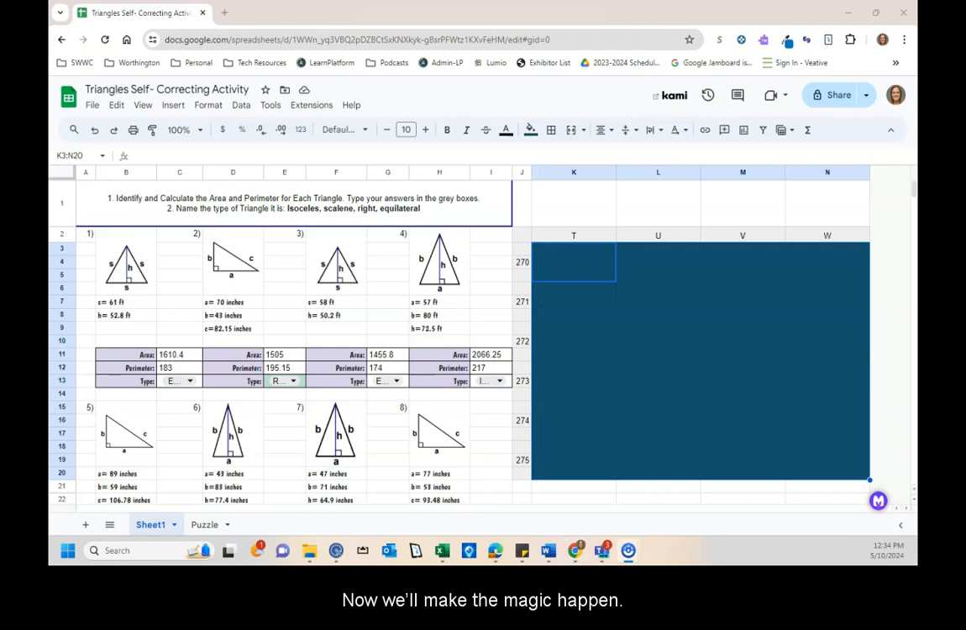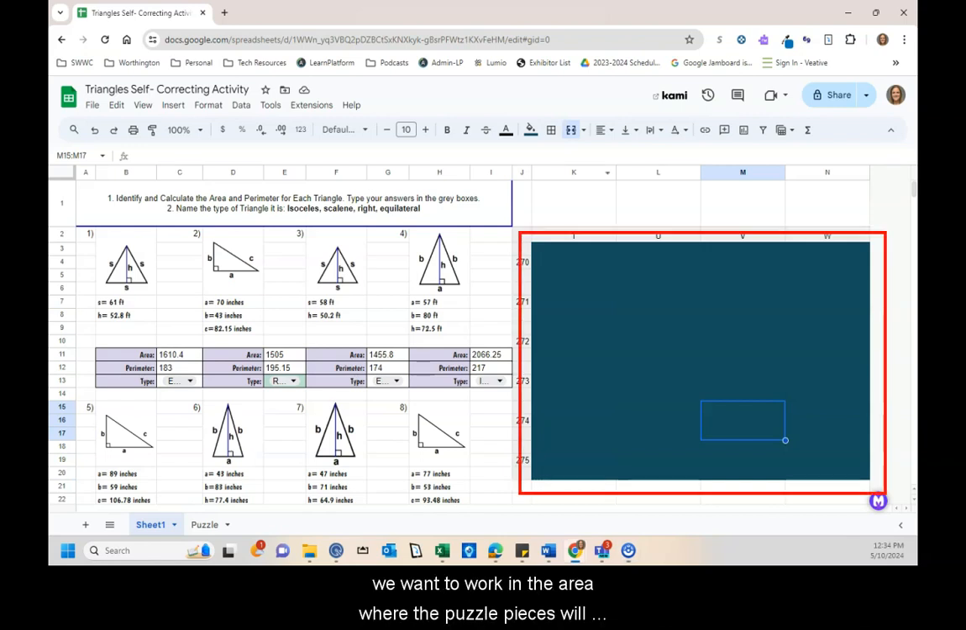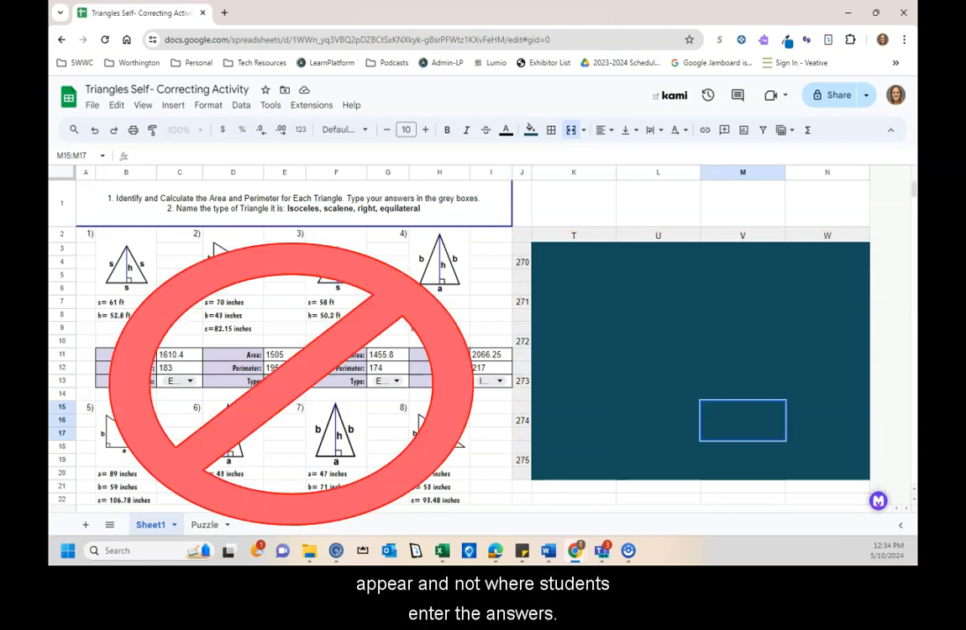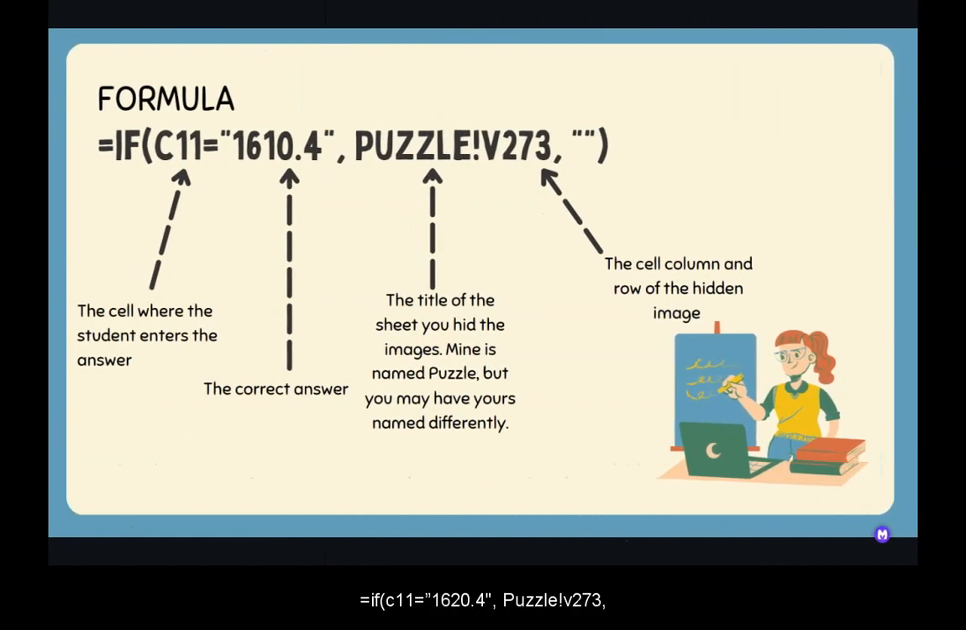Now we'll make the magic happen. We don't want the images to show up in order, so pick a random puzzle piece where you want the image to appear. When entering the formula, we want to work in the area where the puzzle pieces will appear and not where the students enter their answers. Here is the formula we will enter. Equals IF, C11 equals 1610.4, puzzle V273, quotation, quotation.